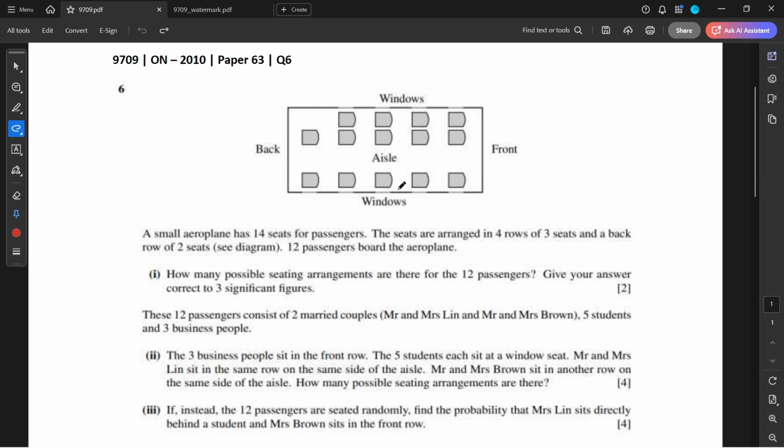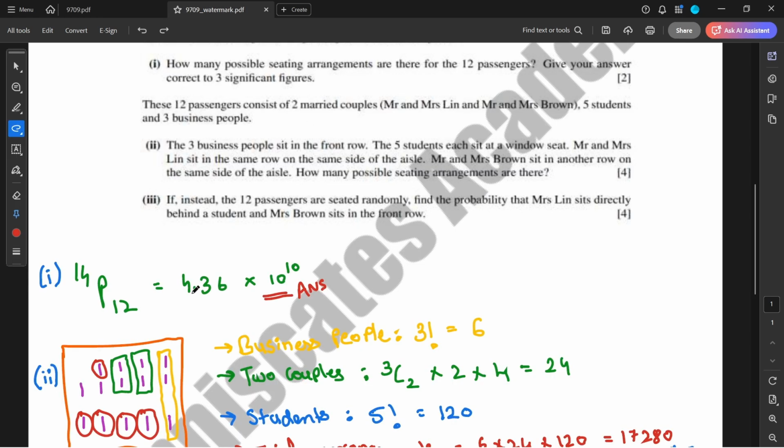So over here, out of 14 seats, we have to arrange 12 of the passengers. So the answer will be 14P12. But now because they had specifically talked about the final answer being in 3 significant figures, you should give your final answer in that particular format. If you leave your answer in this format, you won't get the full 2 marks. So just pay attention to these kinds of minor details in the question.